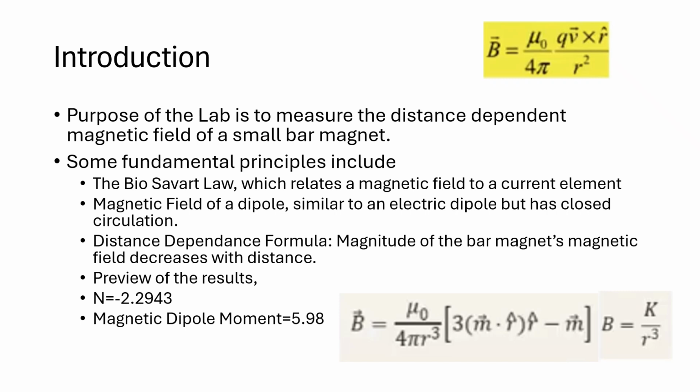Quick preview of our results. N was equal to negative 2.2943, and our magnetic dipole moment came out to be 5.98.